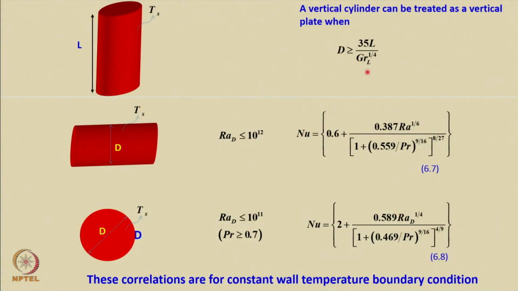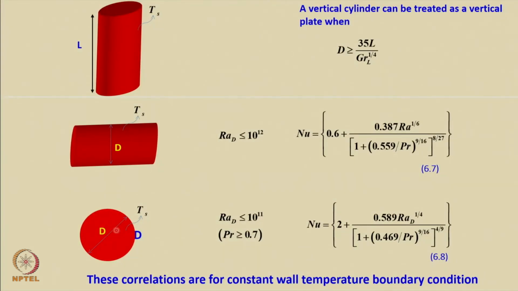So if you come to the cylinder, you have a vertical cylinder which can be treated as a vertical plate for diameters greater than 35 L upon Grashof number to the power of 1 by 4. You can just use the same correlation by taking the length of the cylinder, so that the curvature effect is neglected. For the horizontal cylinder, this is the correlation for Rayleigh numbers based on diameter. So instead of H, you have to replace in the Rayleigh number D, that is g beta delta T, instead of H cube it will be D cube, divided by alpha nu. So that is the correlation you will use. And these are all for constant temperature boundary condition.